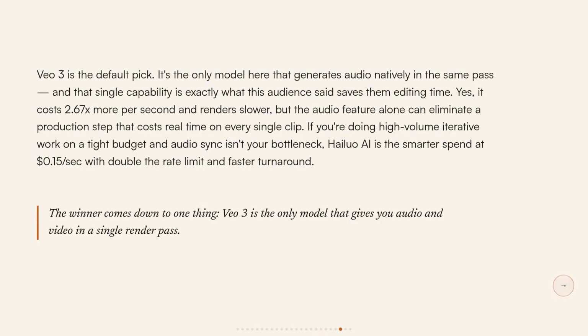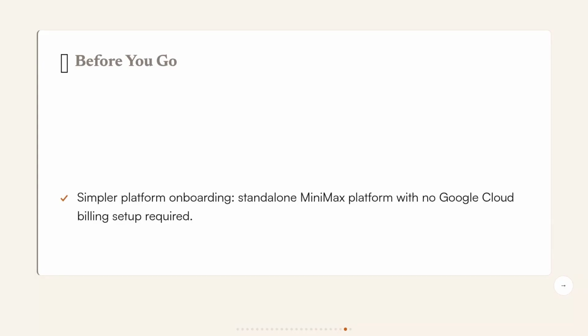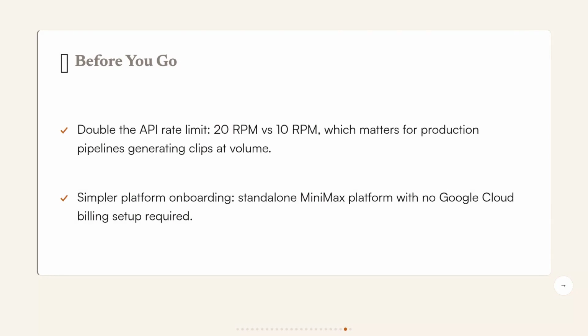One thing the docs don't spell out, neither Veo 3 nor Hailuo AI has a definitive maximum video length or resolution spec beyond 720p. I couldn't find a hard cap in either vendor's documentation, so if your workflow depends on anything above 720p, you need to test that before you commit to either platform at scale.